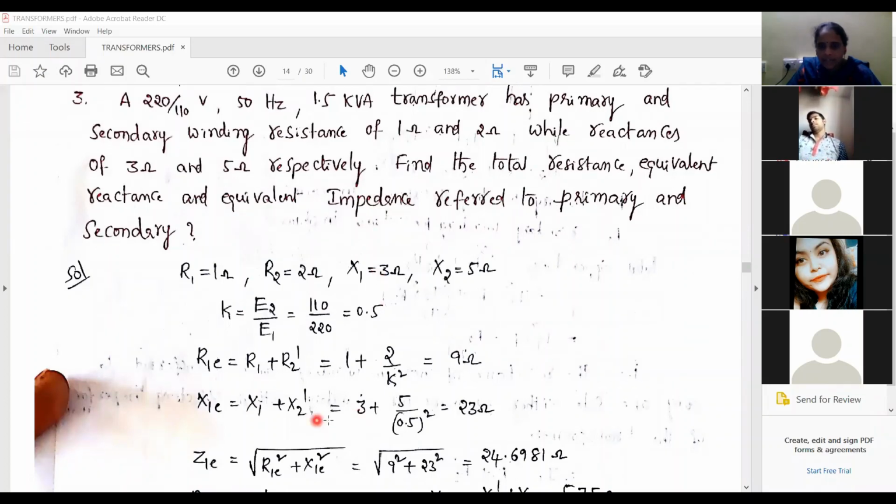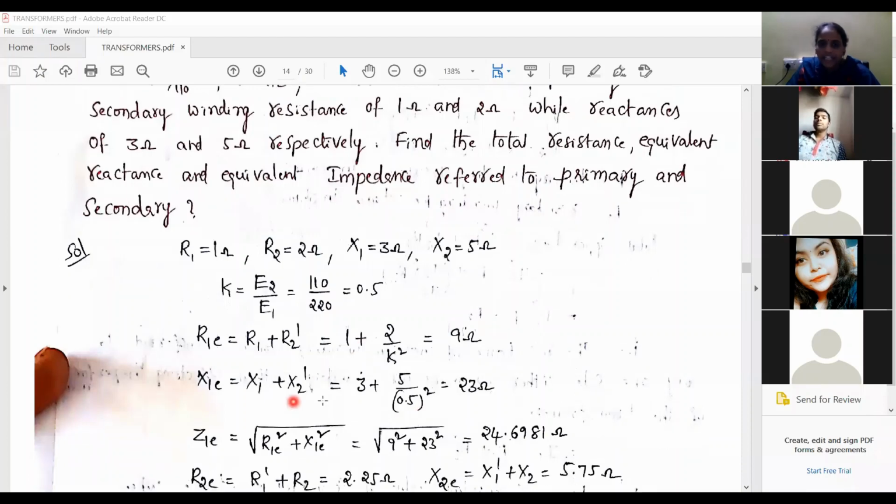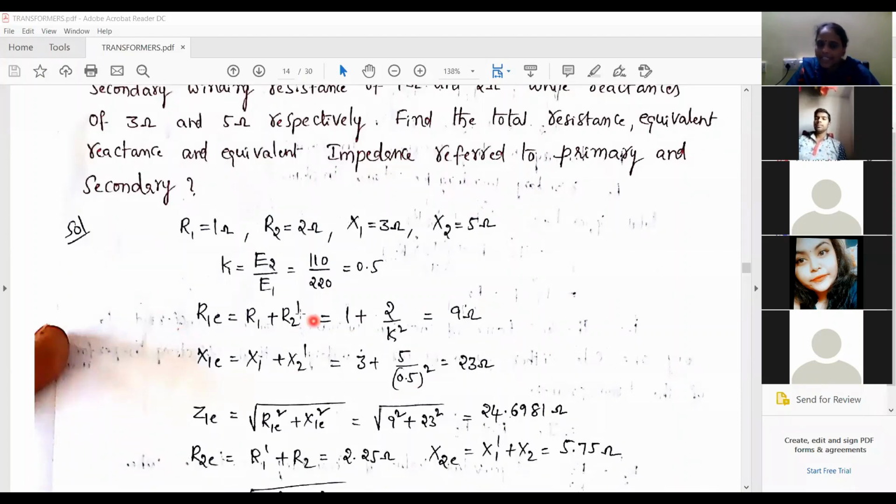X2 is X2 by K square. The X2 value is given as 5. The K value is given as 0.5. Then we get the total resistance of this. This is your total resistance in the primary side and this is the total reactance in the secondary side. I am transferring all the secondary parameters to the primary. Is it clear?